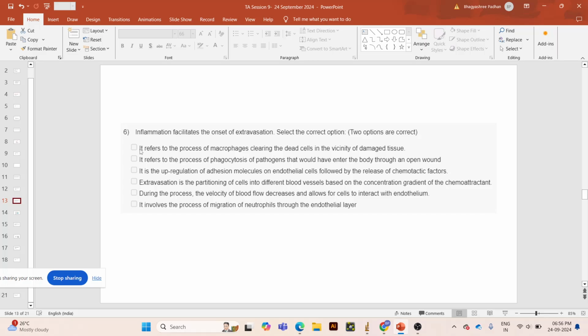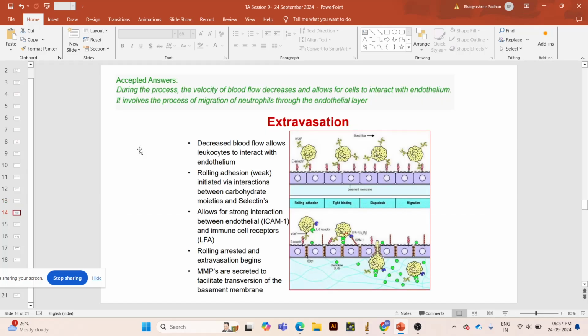Next question. Inflammation facilitates the onset of extravasation. You have to select correct options here. So the last two options: during the process, the velocity of blood flow decreases and allows for cells to interact with endothelium, and it involves the process of migration of neutrophils through the endothelial layer. Along with this, the third option, it is the upregulation of adhesion molecules on endothelial cells, followed by release of chemotactic factors. These three options would be the correct answer.